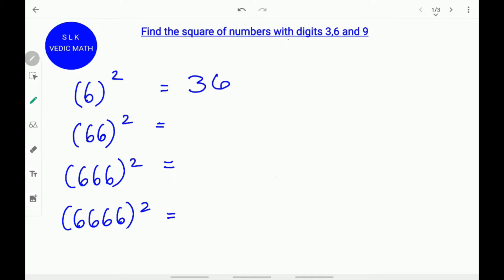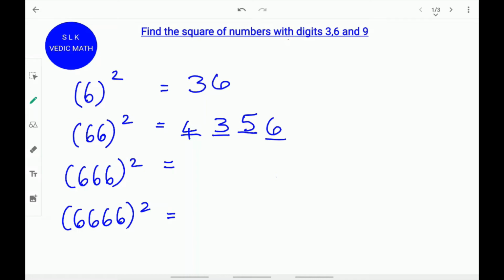Let's see how to find the square of 66. Write 3 and 6 with a little space between. Since there are 2 6's in 66, there's supposed to be 1 digit on each side. 1 less than 6 is 5. 1 more than 3 is 4. So 66 square is 4,356.